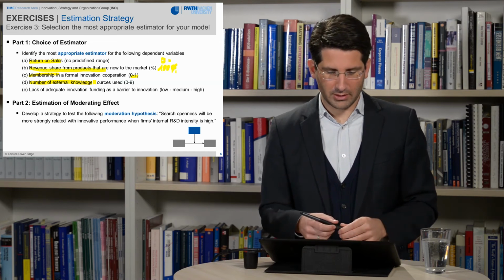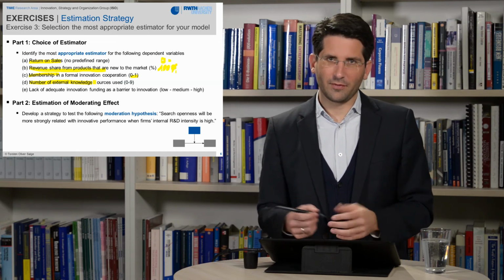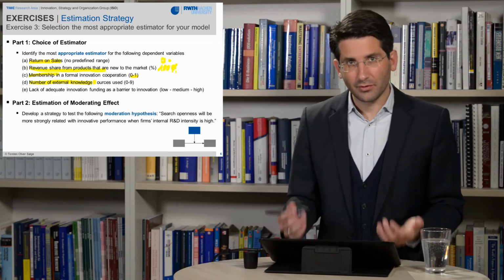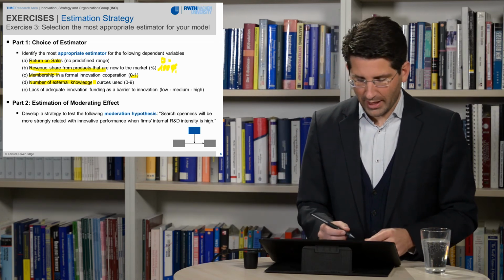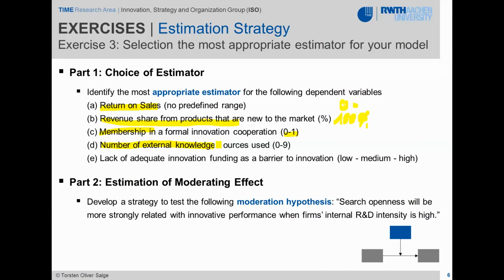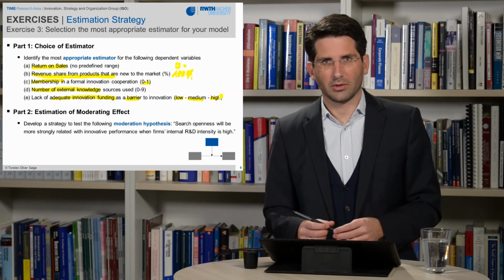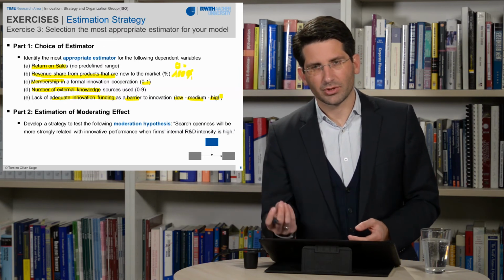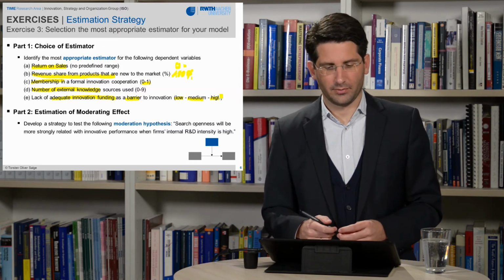distinct knowledge sources. And then we have a variable which is yet again different in terms of its scale and which asks for the salience of adequate innovation funding as a barrier to innovation. This variable takes only 3 distinct values, namely this barrier can be low, it can be medium, or it can be high. What type of model, or estimator rather, would you use for this particular variable?